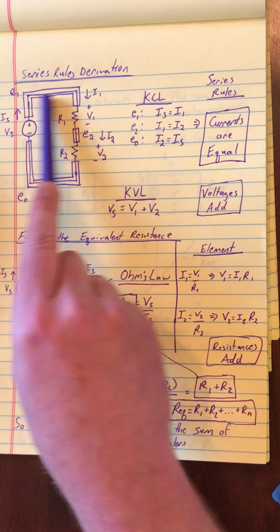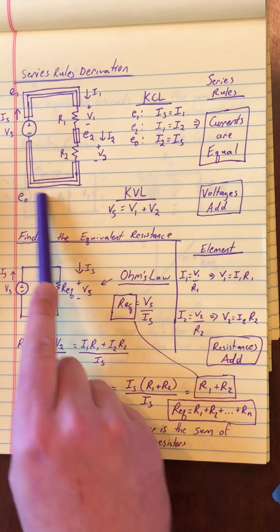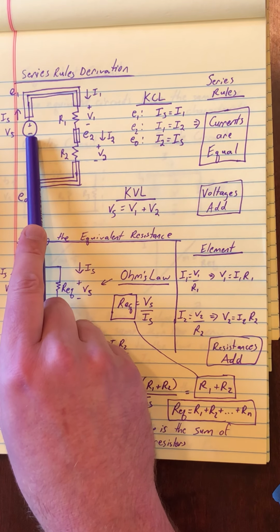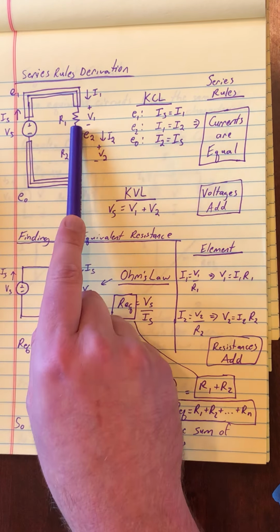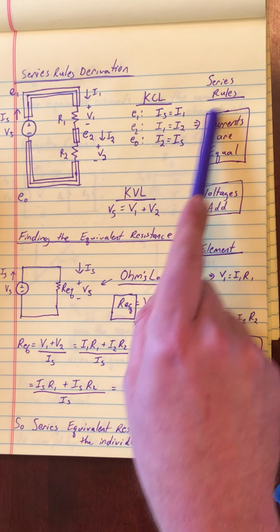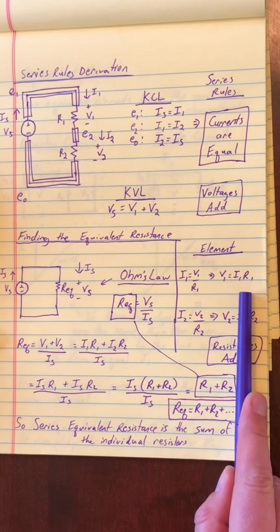So what we see is that in a series, where there's only one path to go through, the nodes basically only have one exit and one entrance. And so anything that enters exits, so all these currents will be the same. The currents are all equal, and that is the series rule.